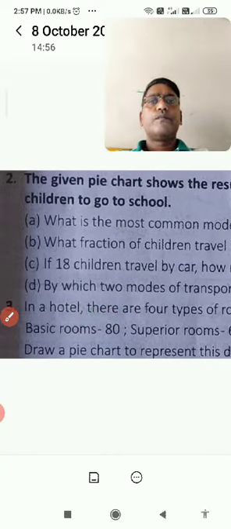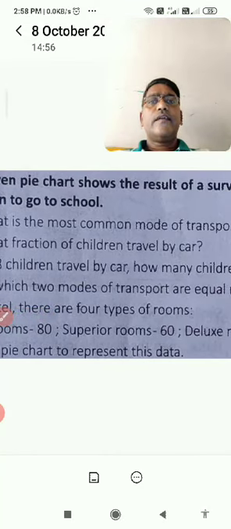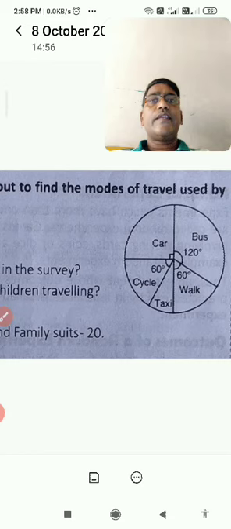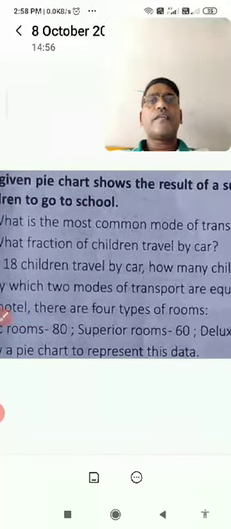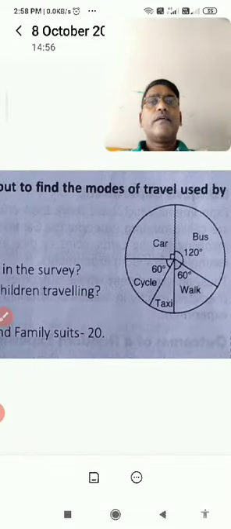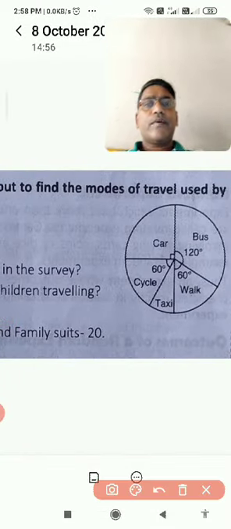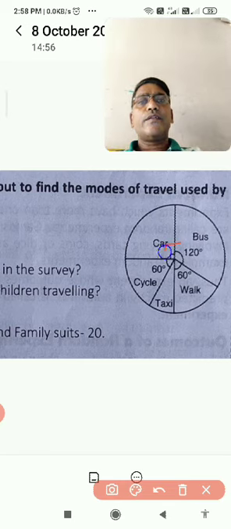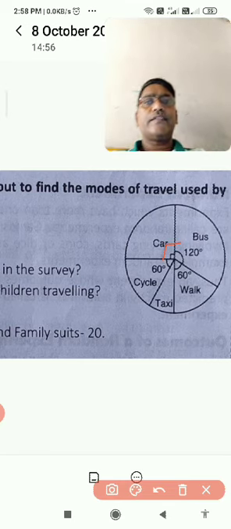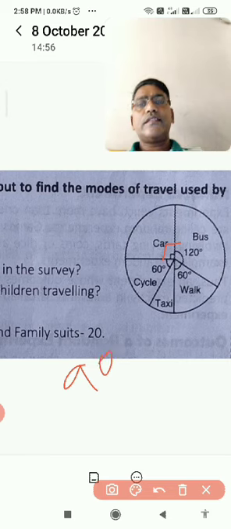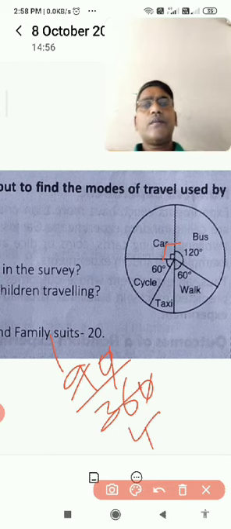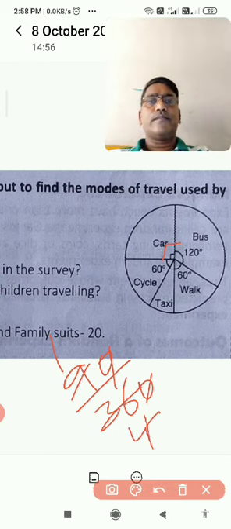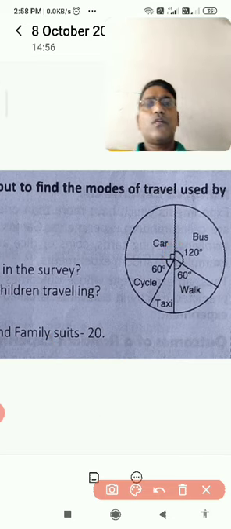Question number 2: what fraction of children travel by car? It means here the important thing is 90 degrees, the symbol is given. So 90 upon 360, because the total angle is 360. Zero zero cancel, 9 ones are 9, 9 fours are 36. So simply you get 1/4 part. Clear to you? This is 1/4 part.